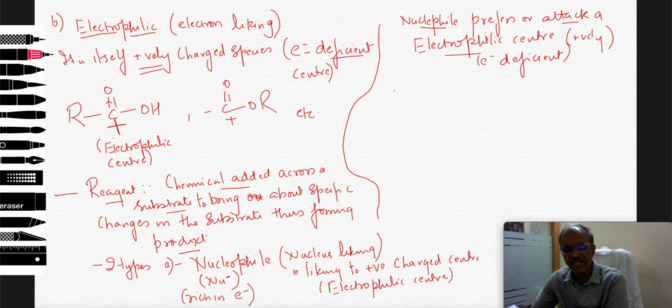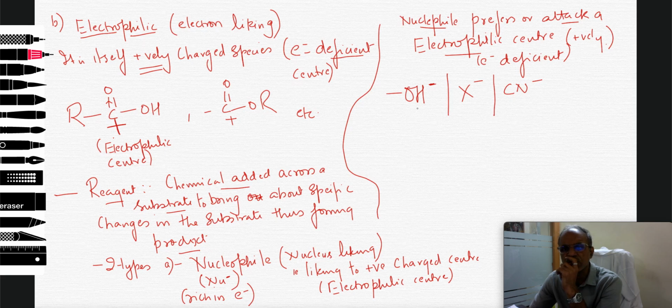We have a few examples I'll tell you. Like OH minus, then X minus, that means halogens, then CN minus. CN is cyanide, OH is hydroxy, and there are many more. You can also say NO2 minus.